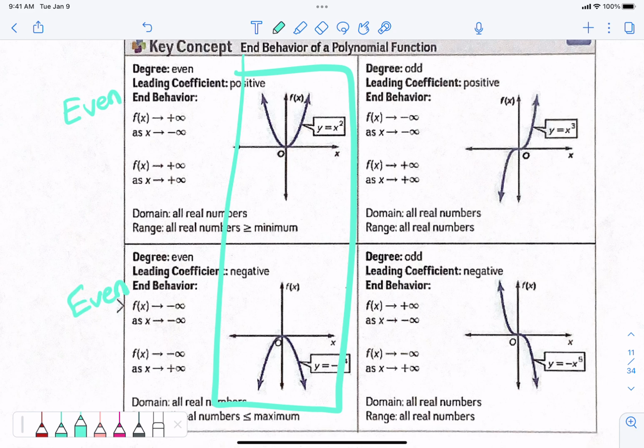Which one of those is positive? The one that's going up, the one that's smiling, right? We know that that's a positive function. This one is going down, so it is a negative function, okay?